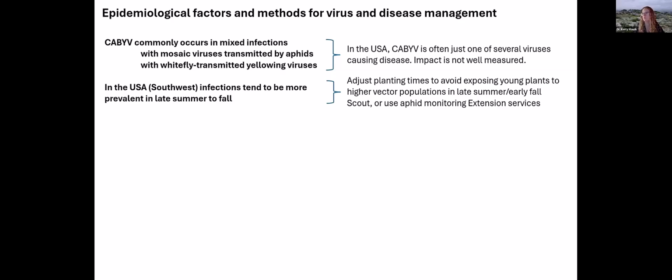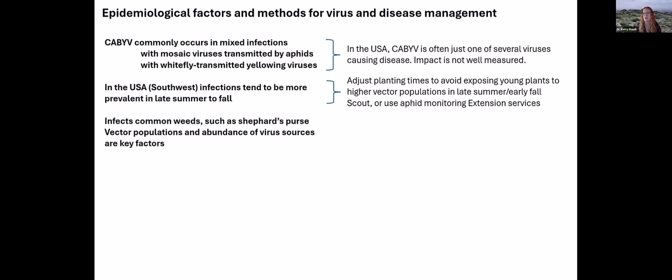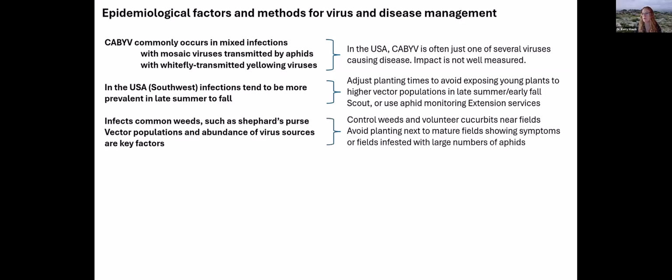You can also scout for those vector populations and be aware of what those numbers are prior to planting, if possible. The virus and the vector also use common weeds as alternative hosts. So controlling weeds, and especially volunteer cucurbits near fields, is very important for managing incursions of viruses into the field. If you can keep it from getting in there in the first place, you might be able to prevent that outbreak.